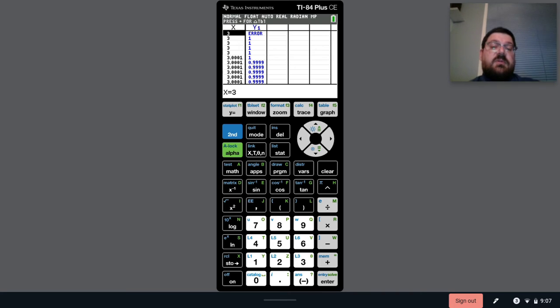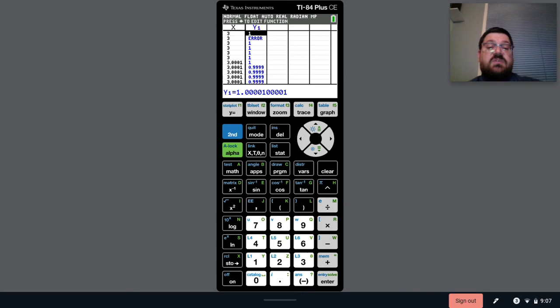Now when we go to the table, it starts at 3 and it says error message because at 3 it's undefined. If we were to plug 3 in for real, it wouldn't work. And then we can scroll up and down. At 2.99999, we get a value of 1.